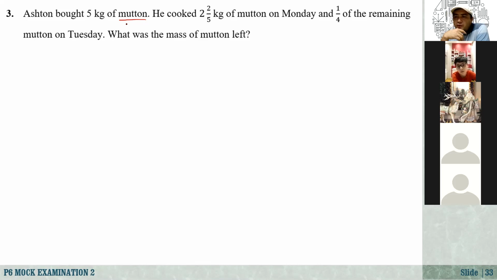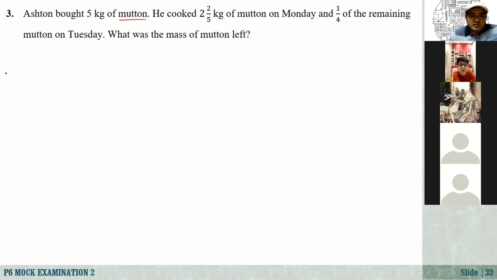Mutton is meat from goat, right? Goat's meat. Oh, okay. If it is meat from sheep, we call this lamb. If it's from cow, we call this beef. So mutton is simply goat's meat. Okay, continue. He cooked 2/5 kilograms of mutton on Monday and 1/4 of the remaining mutton on Tuesday. What was the mass of mutton left?